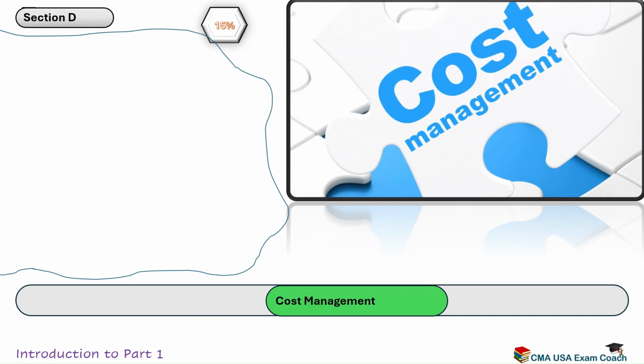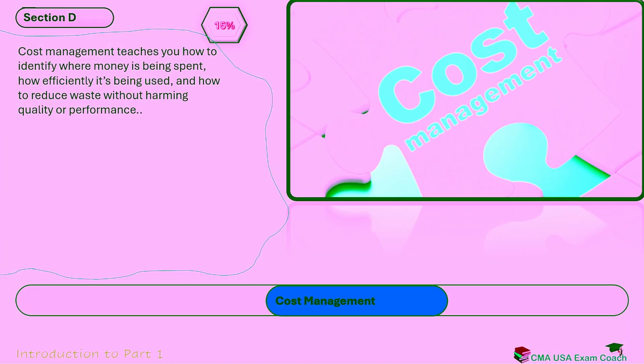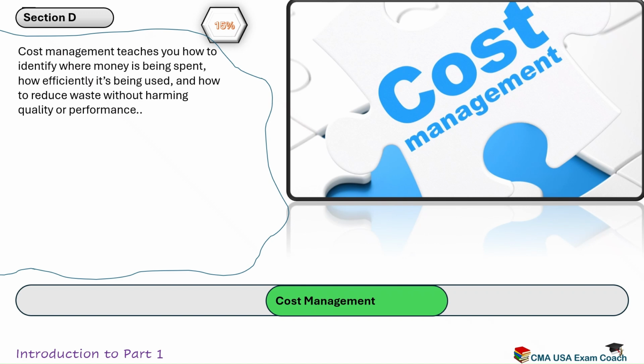If Section C was about measuring performance, Section D is all about understanding, controlling, and managing costs. In business, every decision, from pricing a product to planning a budget, depends on knowing your true cost. That's why this section forms one of the most practical and powerful parts of your CMA journey. Cost management teaches you how to identify where money is being spent, how efficiently it's being used, and how to reduce waste without harming quality or performance. Let's go step by step through what you'll learn here.